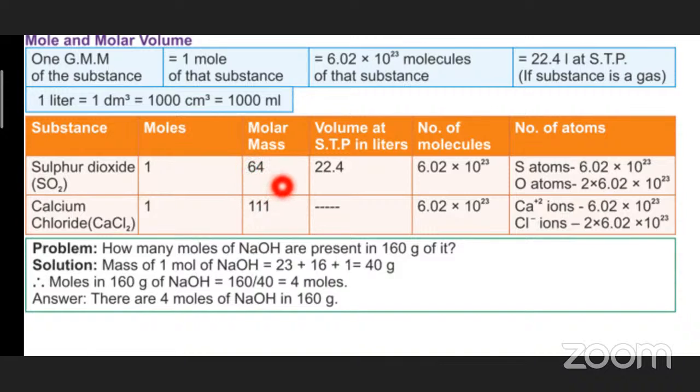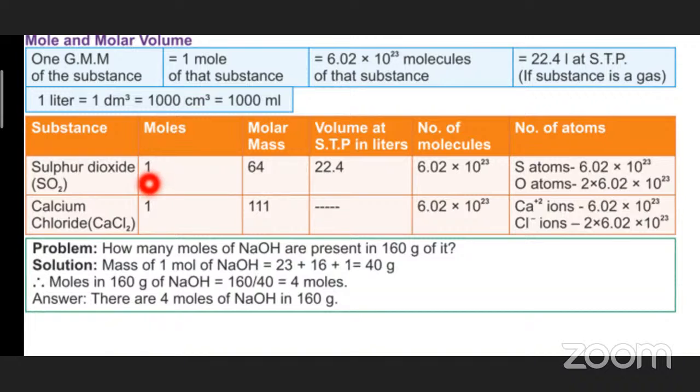Okay. And we know that sulfur dioxide is a gas. So because it is a gas, its volume would be 22.4 liters at STP. So what is this STP? STP is nothing but standard temperature and pressure. Okay. So at STP, the volume of a gas would be 22.4 liters.